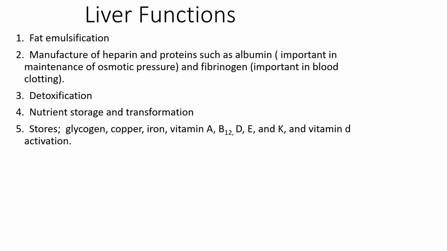So emulsifying the fat is the role of the bile. That's the number one thing that the bile does for us. The liver also makes heparin and albumin and fibrinogen. Fibrinogen is a precursor of fibrin. The liver detoxifies our food. It stores glycogen, as well as various vitamins, and activates vitamin D for us too.